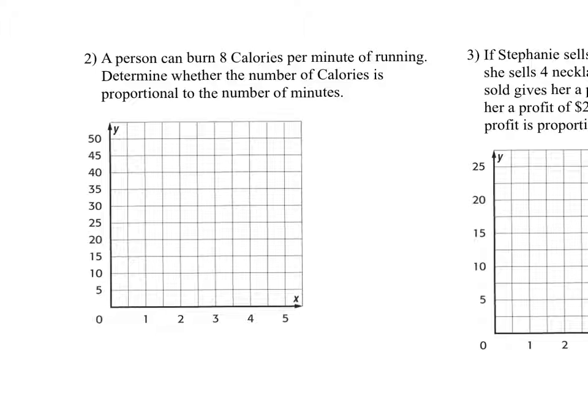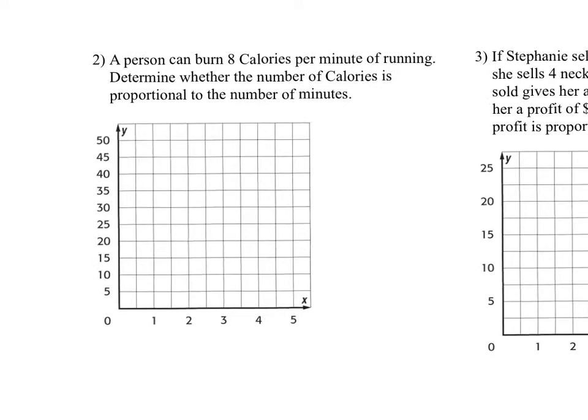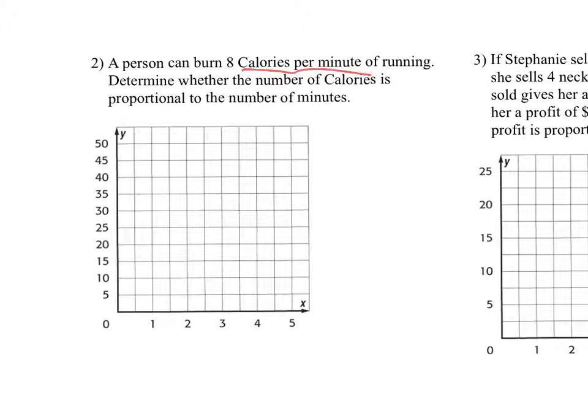Okay, so it says 8 calories per minute of running. Determine whether the number of calories is proportional to the number of minutes. Okay, so the number of calories is proportional to the number of minutes.